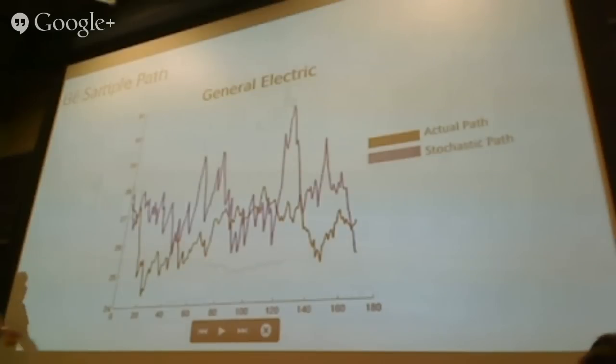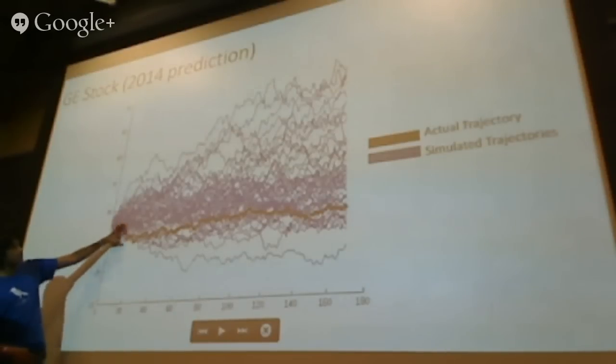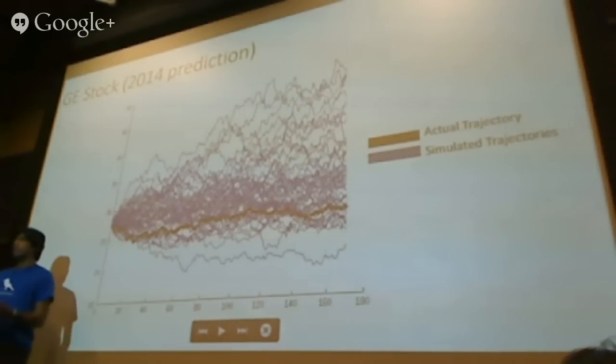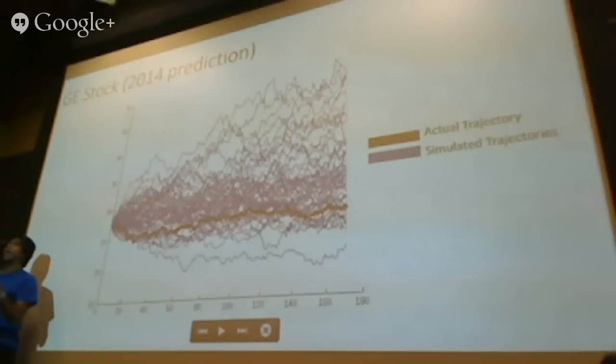Going forward, we did it for General Electric stock as well. We again found a fairly similar correlation, and looking at the density, we see how the density occurs in the middle, and our actual trajectory follows the density. So we would say it has a pretty strong correlation to actually be able to predict stocks and how they're going to behave.